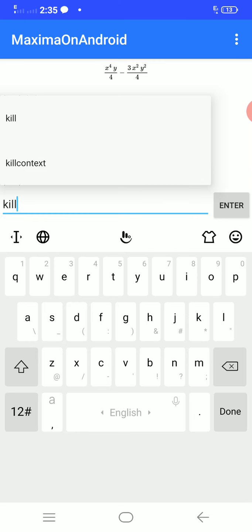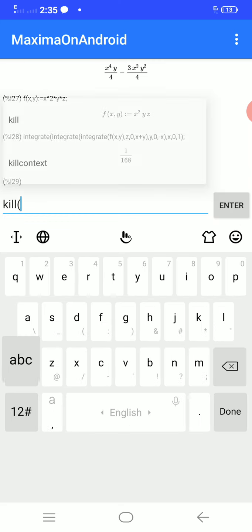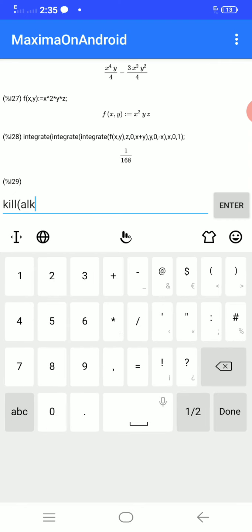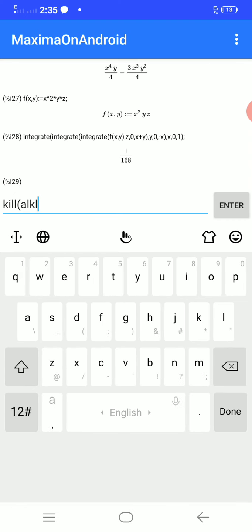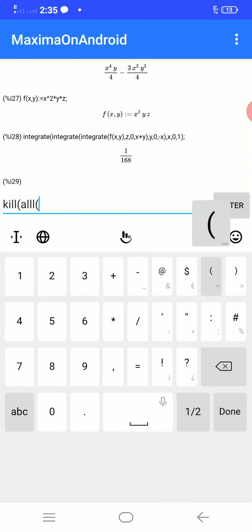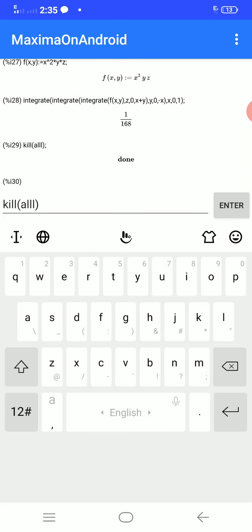Next, kill all, then enter. So we get the output done. This means it removes all bindings above atoms.